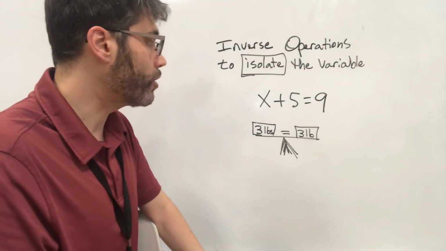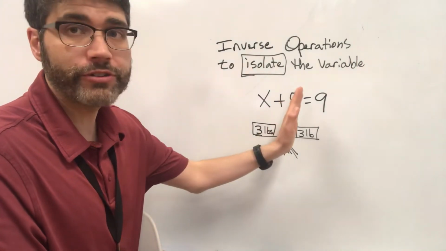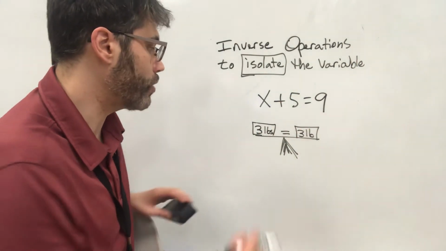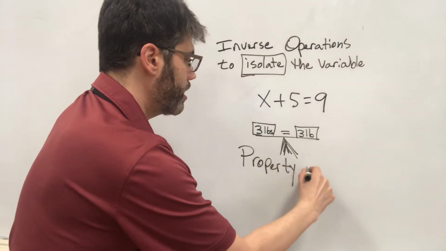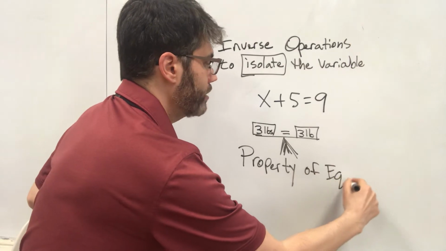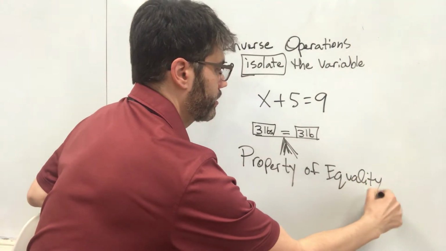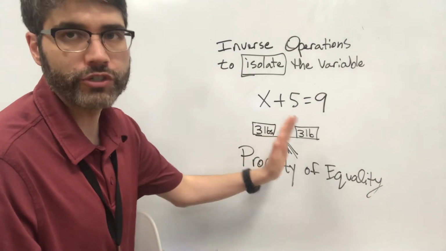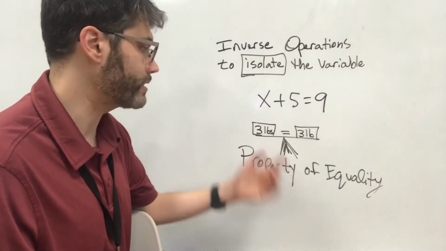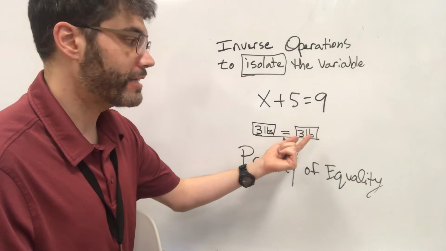Okay, so whatever we do to one side, we do to the other. It's called the property of equality. Property of equality says whatever you do to one side, you have to do to the other side. Okay, so if I take away 2 from this side, I need to take away 2 from this side.